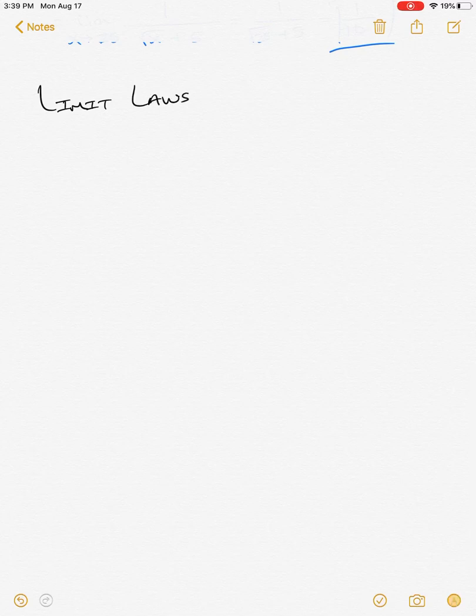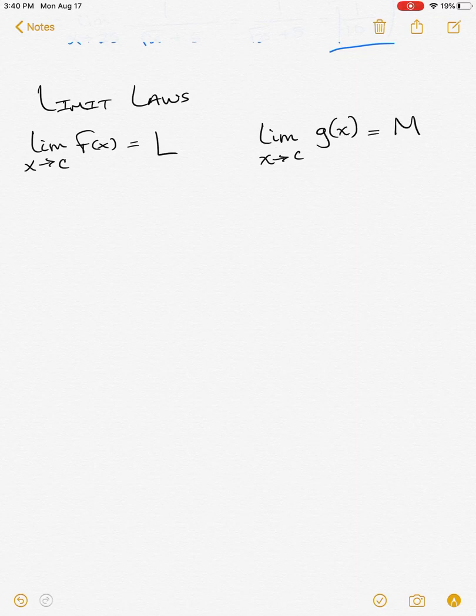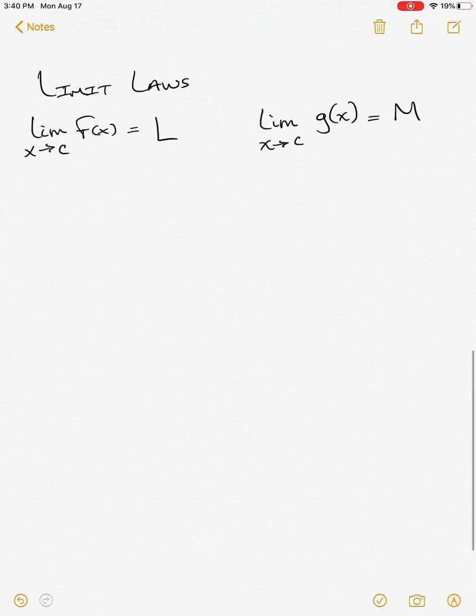Let's say we have the limit as x approaches c of the function f of x equals L. So the limit for that one is L. Now let's say the limit as x approaches c for g of x is m. L, m, and c are all real numbers.